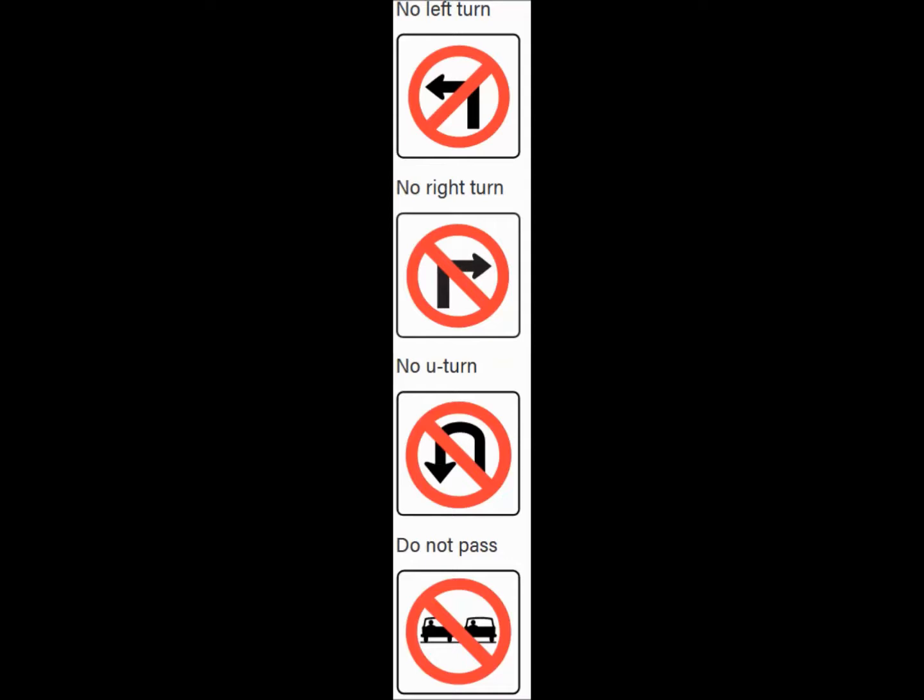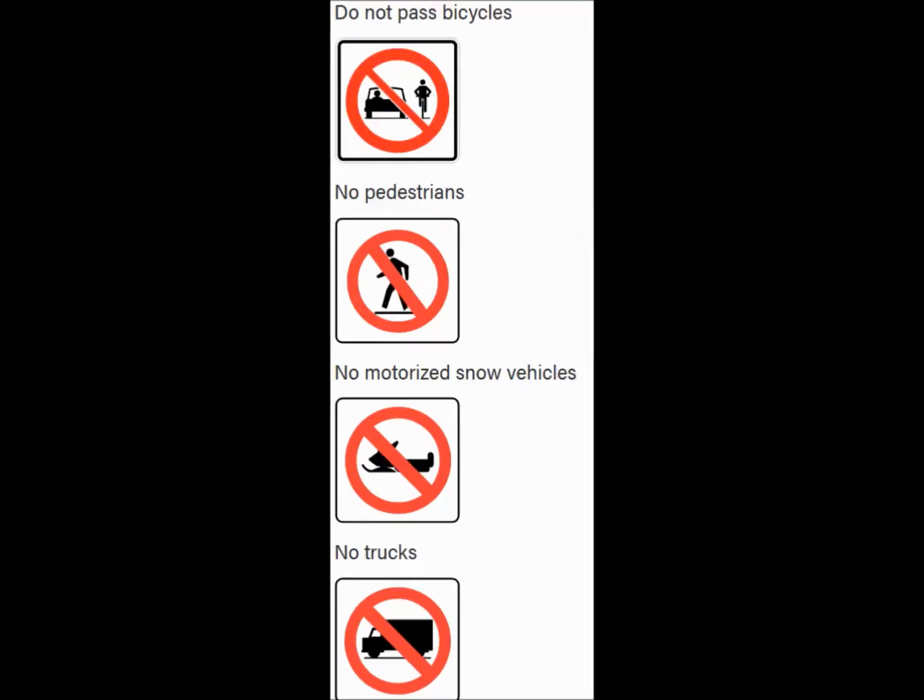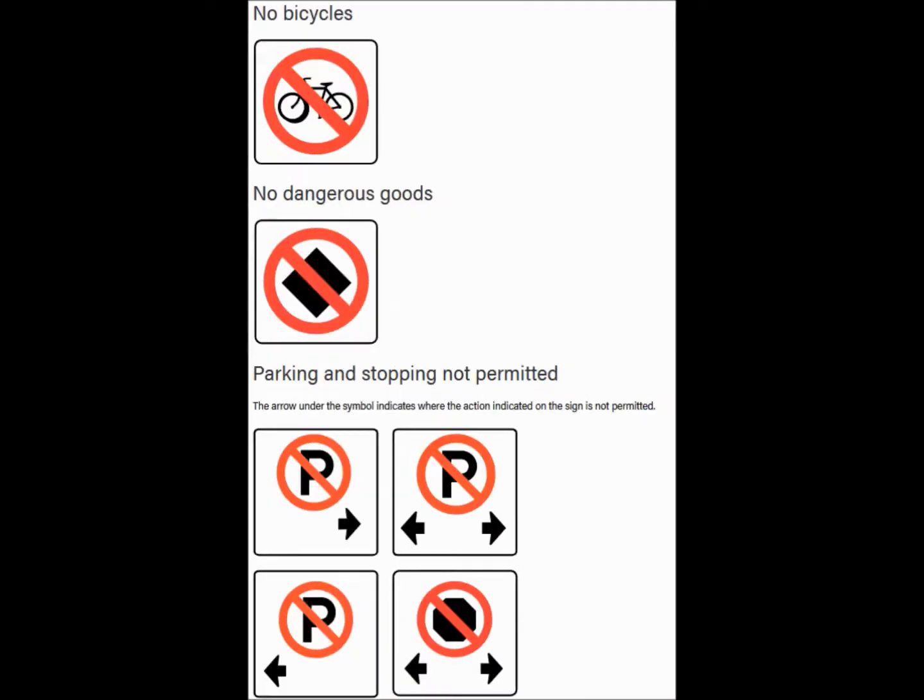No left turn. Image description: a white rectangle with a red circle and slash over a black arrow going straight, then turning left. No parking and stopping permitted. The arrow under the symbol indicates where the action indicated on the sign is not permitted. Image descriptions: a white rectangle with a red circle and slash through the letter P. An arrow on the bottom is pointing right.